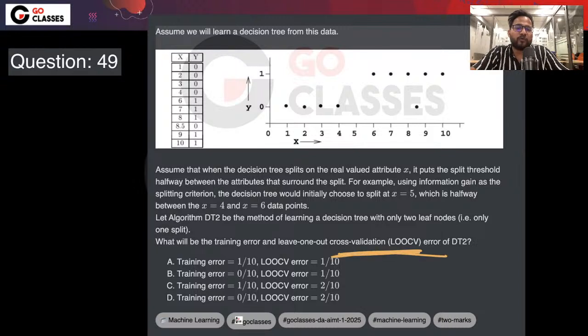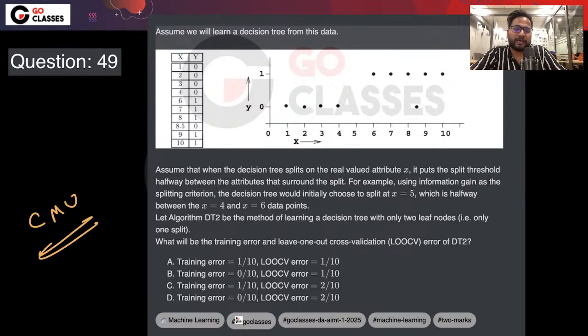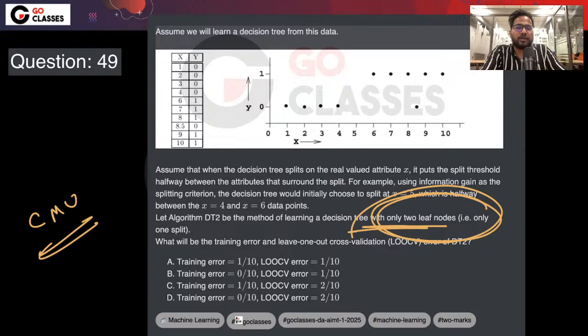By the way, how many of you know about leave one out cross validation error and the leave one out method? Leave one out is an easy method, right? How many of you have heard about it? This was a CMU question, taken from CMU. Most probably most of you know, right? So let's solve this question directly. Here they are saying that this is a decision tree with just 2 leaf nodes, and they are again telling you how to split.